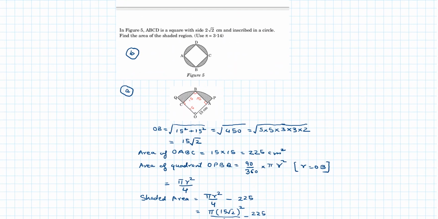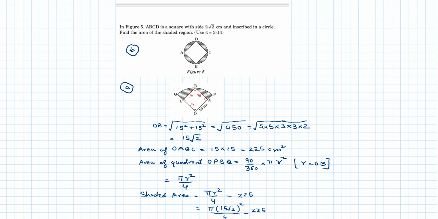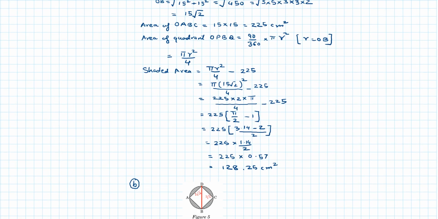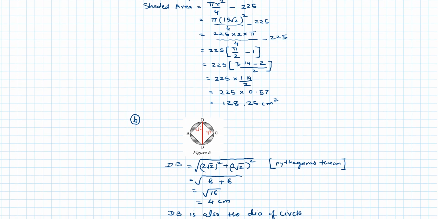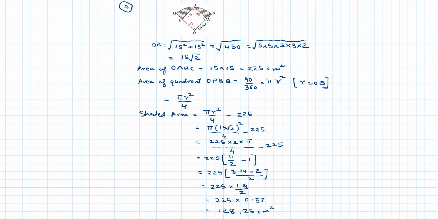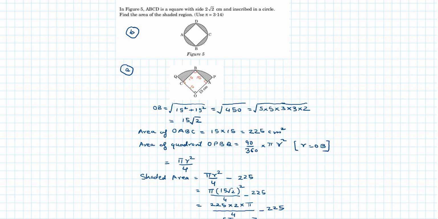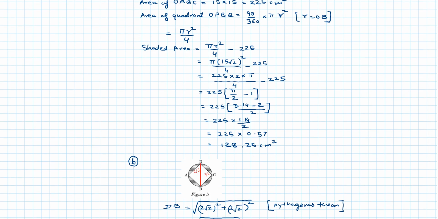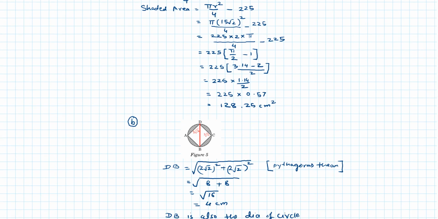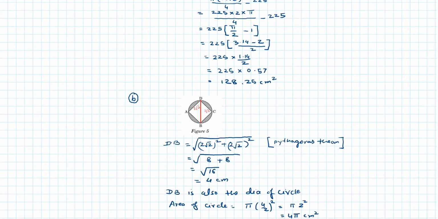Now let us come to the second part, that is B. B says ABCD is a square with side 2√2. Find the area of the shaded region. Again, it's pretty simple. As you can see, it is given that the side of the square is 2√2, so that's what I have drawn here. So this AD is 2√2 and DC is 2√2. So we can again get the diagonal BD, which comes out to 4 centimeter.